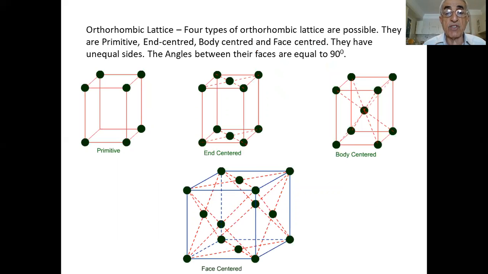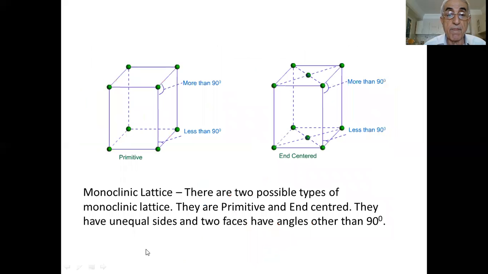Orthorhombic lattice, 4 types of orthorhombic lattice are possible. They are primitive, end-centered, body-centered, and face-centered. They have unequal sides. The angles between their faces are equal to 90 degrees. 4 types of orthorhombic: primitive, end-centered, body-centered, and face-centered, and the sides are not equal.